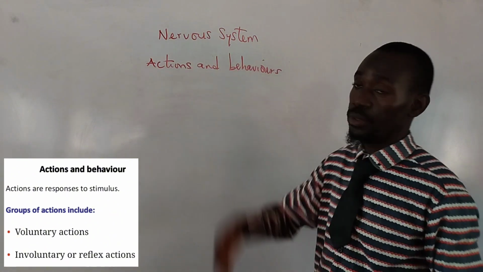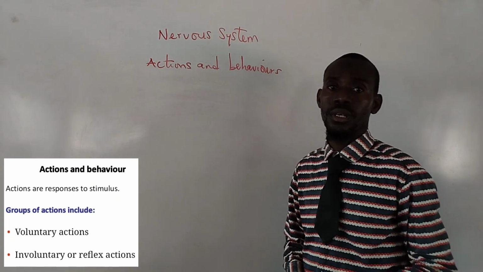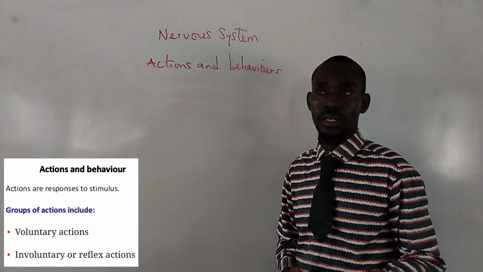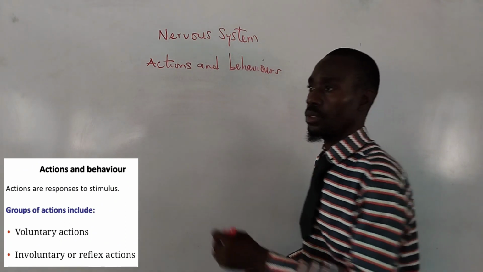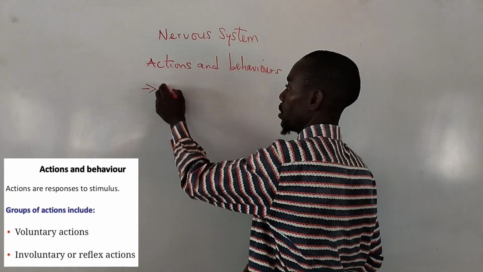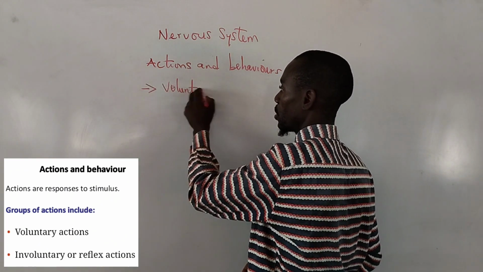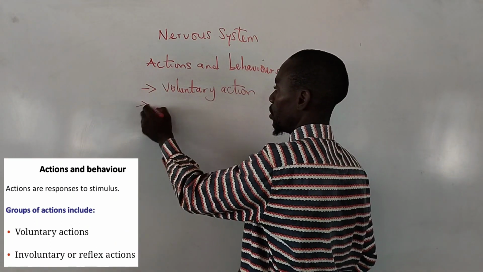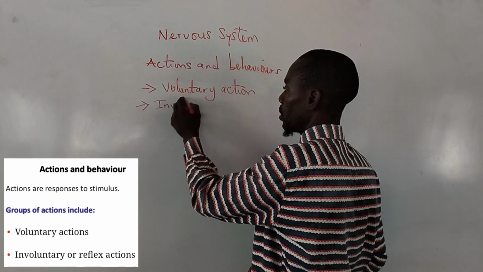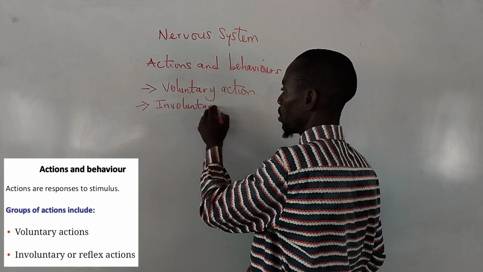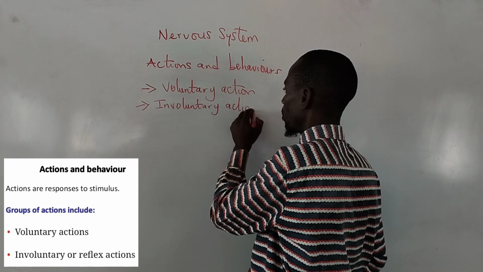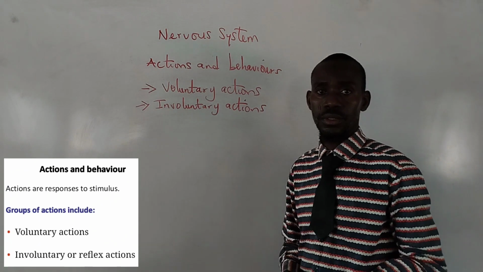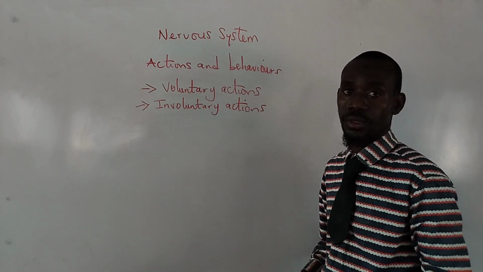The next is action and behavior. Actions are responses to stimuli. There are two groups of actions. The first is voluntary actions, the second is involuntary actions.